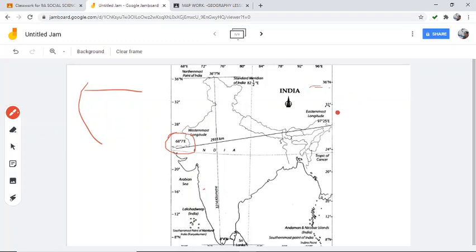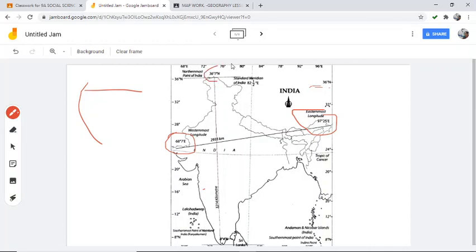Westernmost longitude of India is 68 degrees 7 minute east longitude. And this one is the easternmost longitude. It's already written here. You can see the eastern side of India, 97 degree 25 minute east longitude is the easternmost longitude of India. So I hope it's clear.